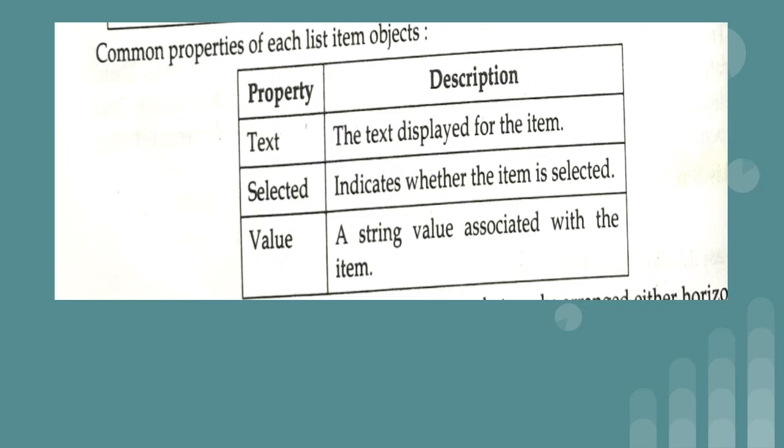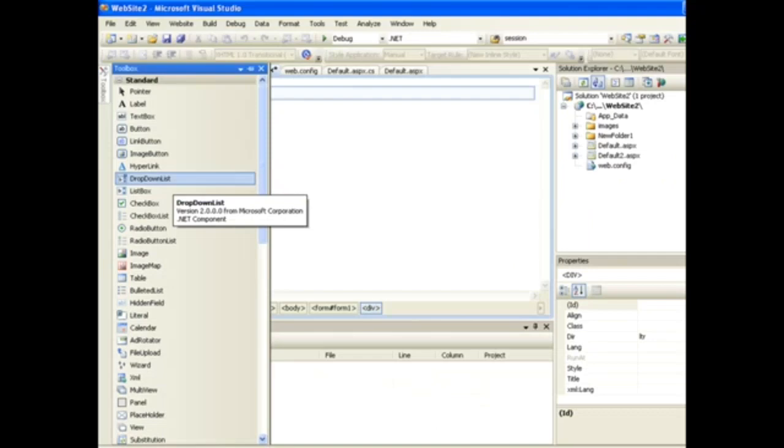And in case of a list, like list box, drop down list or bulleted list, we have text, meaning that particular text is displayed as an element. So these are the common properties of all list items. Now let us see the execution from the document.